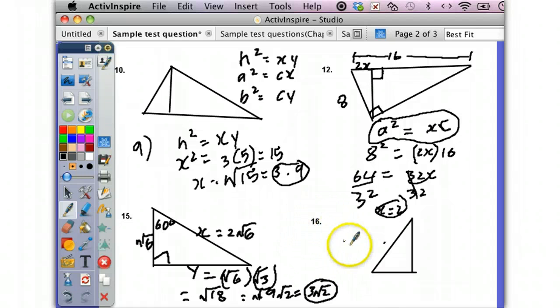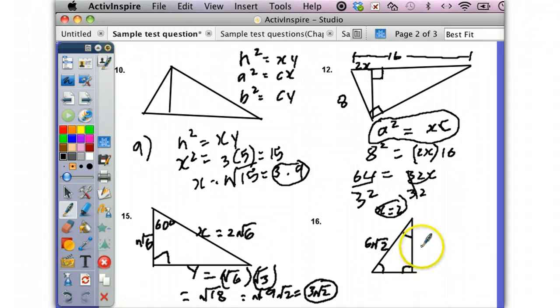But let's do number 16 now. Let's look at number 16. The right angle is here. It's 45, 45? How do you know it's 45, 45, 90? The two angles are equal. Excellent. I didn't draw it right, but anyway, this is the same as this. And what's the hypotenuse? 6 root 2. All right, 6 root 2.